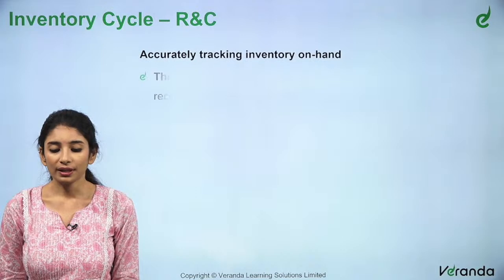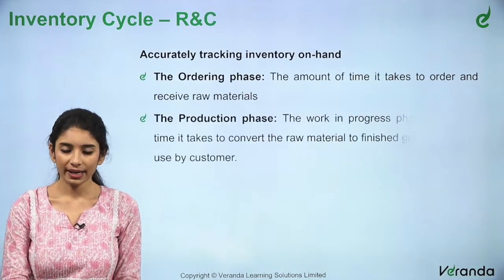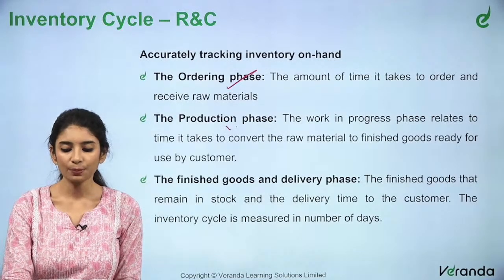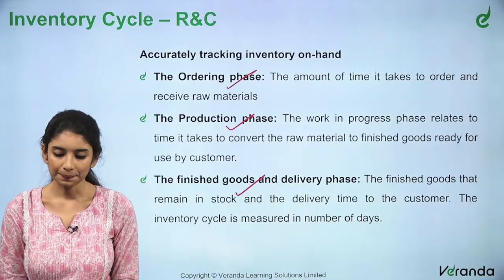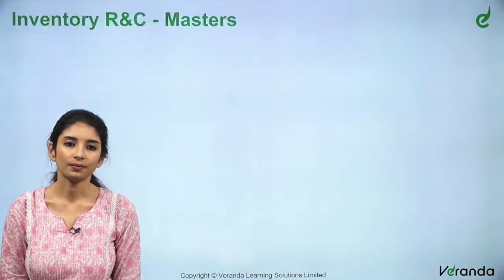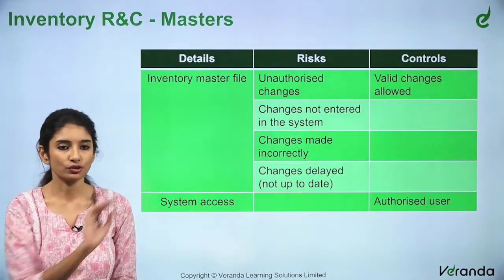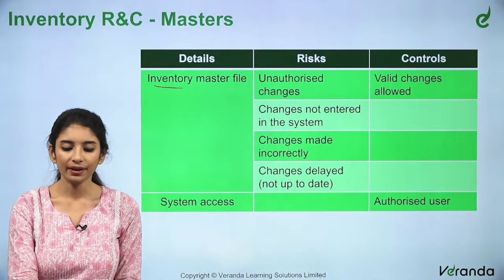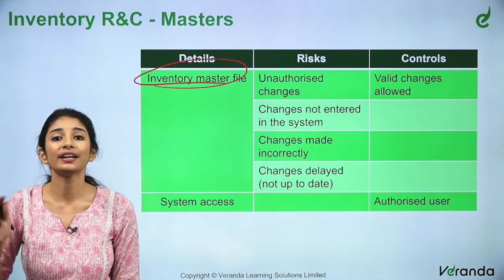Risks and controls with relation to the inventory cycle. Now the inventory cycle has 3 phases: ordering phase, production phase, finished goods phase. Now under masters, the inventory master file. Same points, inventory master file.